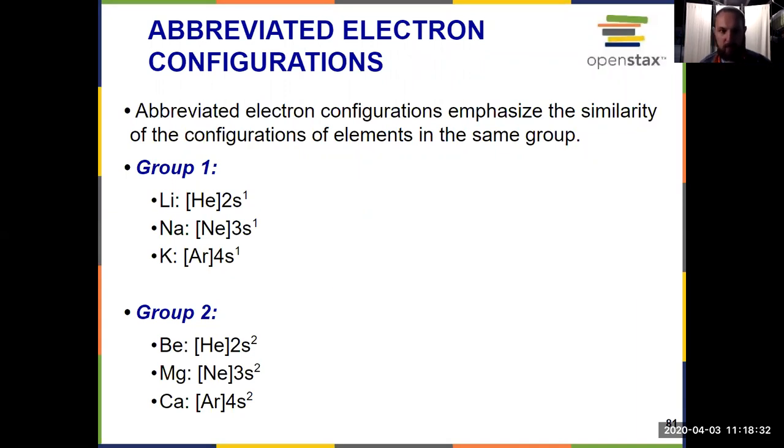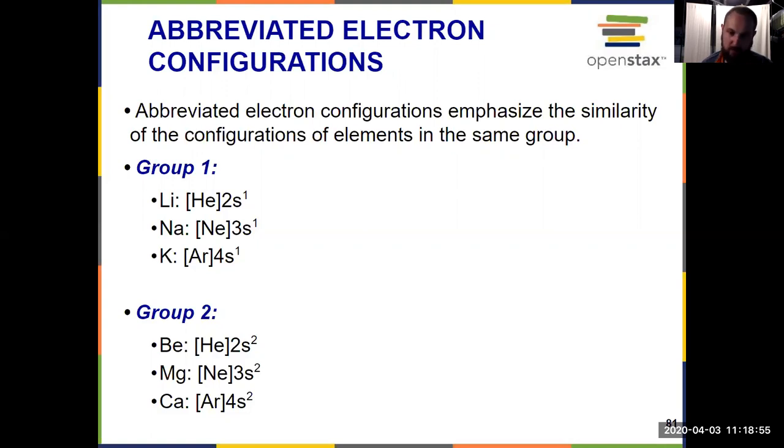To make an abbreviated electron configuration, all you do is take all of the core electrons that you've identified and replace them with whatever noble gas they represent. So here we see a couple of examples of abbreviated electron configurations for lithium, sodium, potassium, and then beryllium, magnesium, and calcium, some group 1 and group 2 ions.